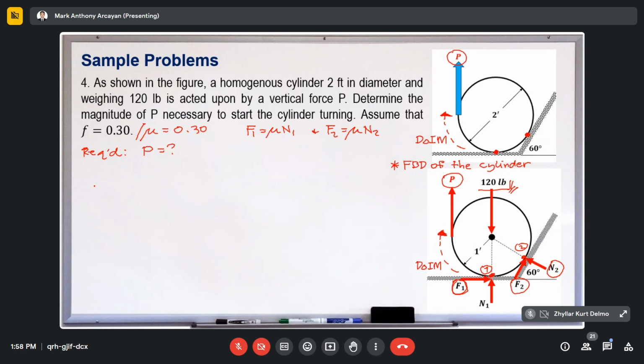Now, we can start with the summation of forces. So number 1, take summation of forces along the vertical equal to 0. Positive if upward. So what are the upward forces? We have the force P, then we have the normal force N1, and then F2 and N2. They are inclined, so they have corresponding vertical components. So we resolve them. So let us draw here, F2.